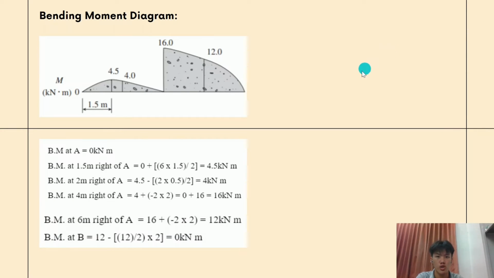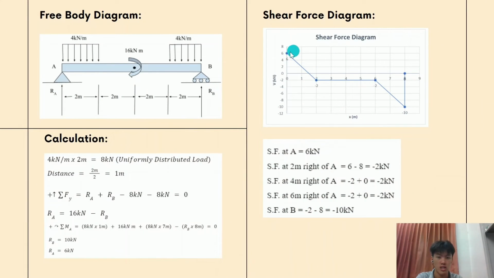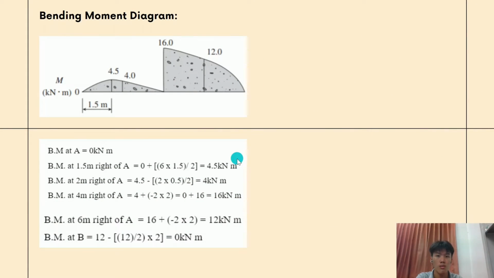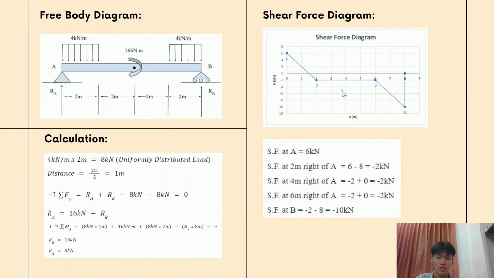For the bending moment diagram, it also starts as 0. The bending moment at 1.5 meters right of point A is equal to the area under the shear force diagram, which is also equal to 4.5 kN·m. And the shape of the graph is parabolic. For the next 0.5 meter, the bending moment is also equal to the area under the shear force diagram, but it is decreasing because the area under the shear force diagram is below 0 on the shear force diagram.